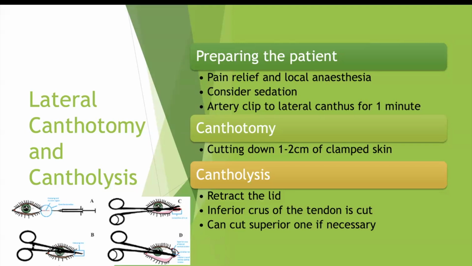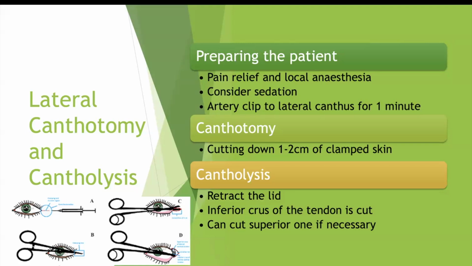So everything is really swollen, everything is really bruised and ecchymosed, and getting scissors directly in can sometimes be really difficult. So using an artery clip, clamping it down and leaving it there for 30 to 60 seconds can really tighten everything up and give you much easier access with the scissors to actually then cut open your canthotomy. So that first step after you've clamped is a canthotomy.